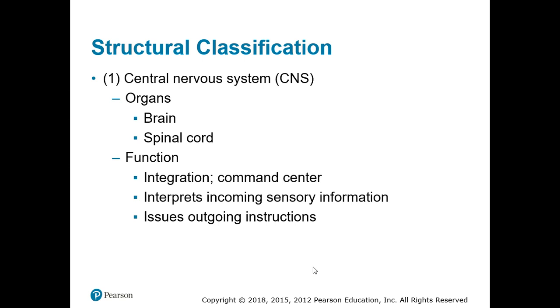So again, your central nervous system, we just like to abbreviate it CNS. There are two organs that are part of this system. The first one is your brain, and the second one is your spinal cord. The whole function of these two organs is to be the command center. They are the boss. They take in that sensory information and they issue the instructions to tell your body what to do.